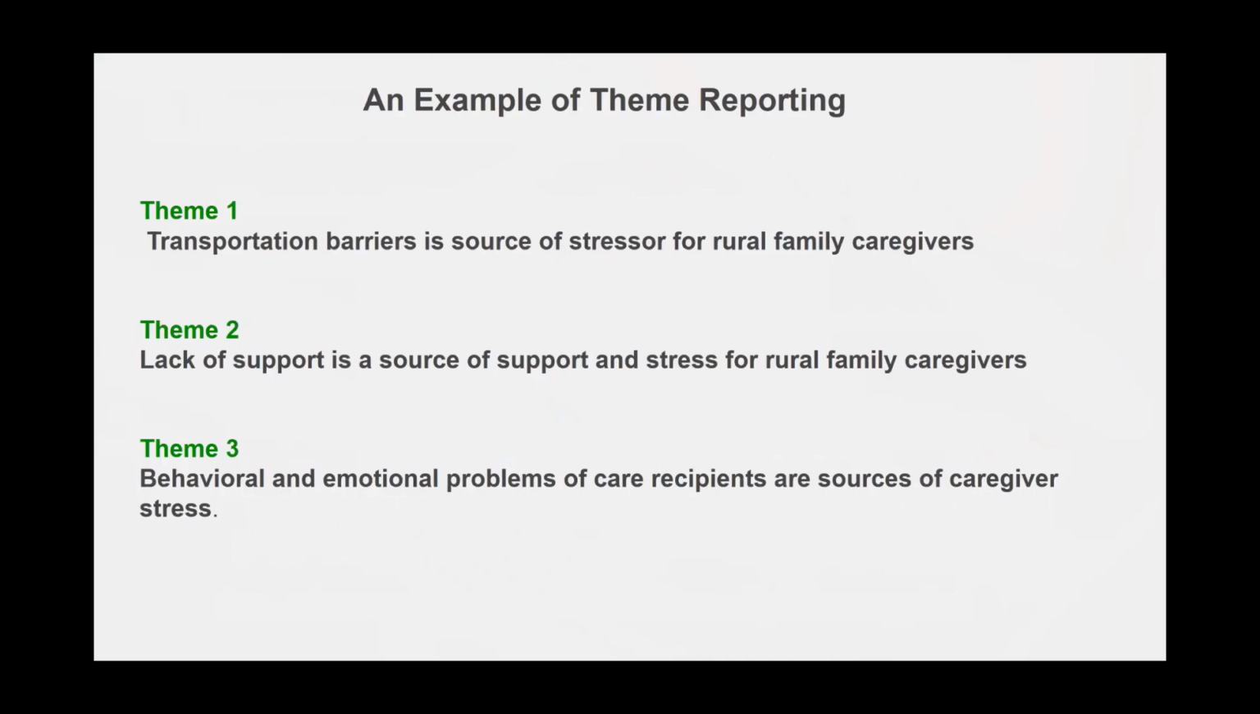Let's take a look at some theme examples. These themes are actually also drawn from the rural dementia caregiver study. Here are the 3 identified themes that all relate to rural dementia caregiver experience. The first one is talking about transportation barriers as a source of stressor for the rural family caregivers. And the second one is talking about lack of family support or social support. And the last one is the behavior problems of the care recipients. So all 3 themes are related to the source of stressors for the caregivers.